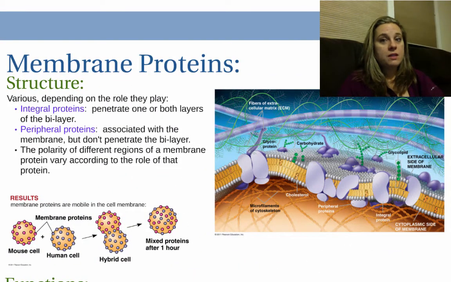So the membrane proteins, these are biggies. There's tons of different types. You get various ones depending on the job that they have and the role that they play. But you can pretty much break it down into two types. Either it's an integral protein, which penetrates either one or both layers of the bilayer, or you have a peripheral protein. That is going to be associated with the membrane, but it doesn't span the actual lipid bilayer itself.